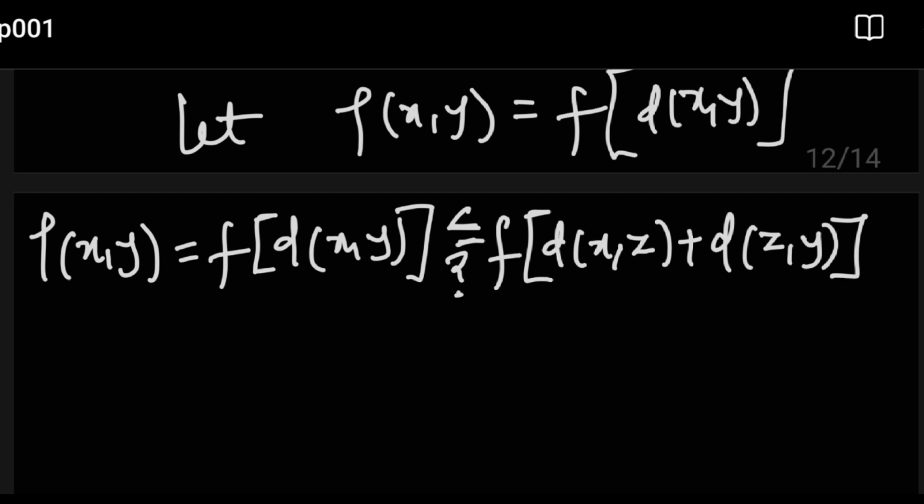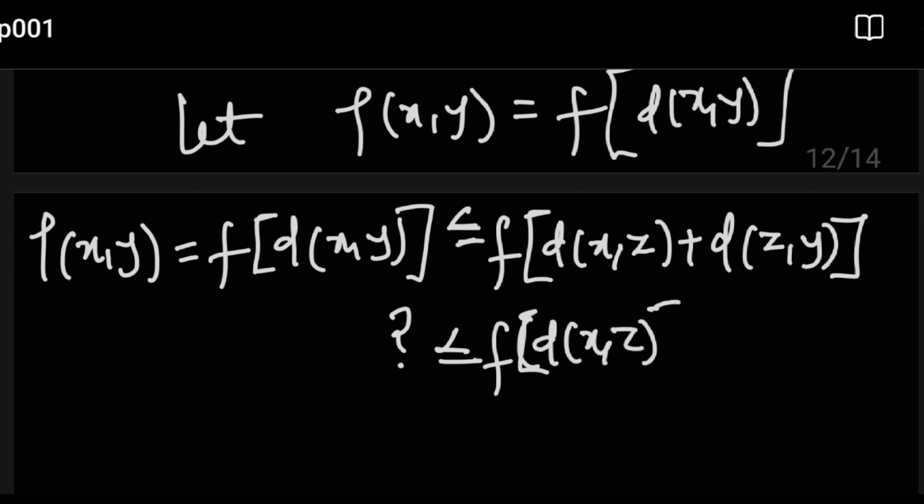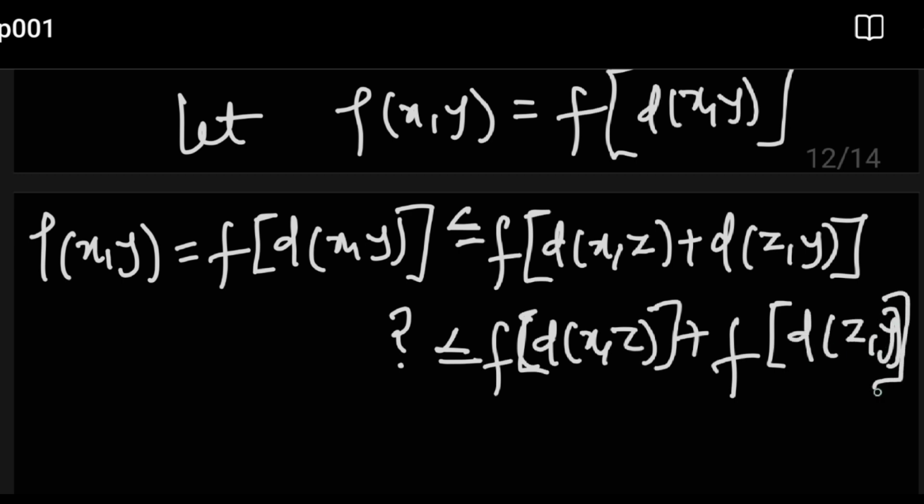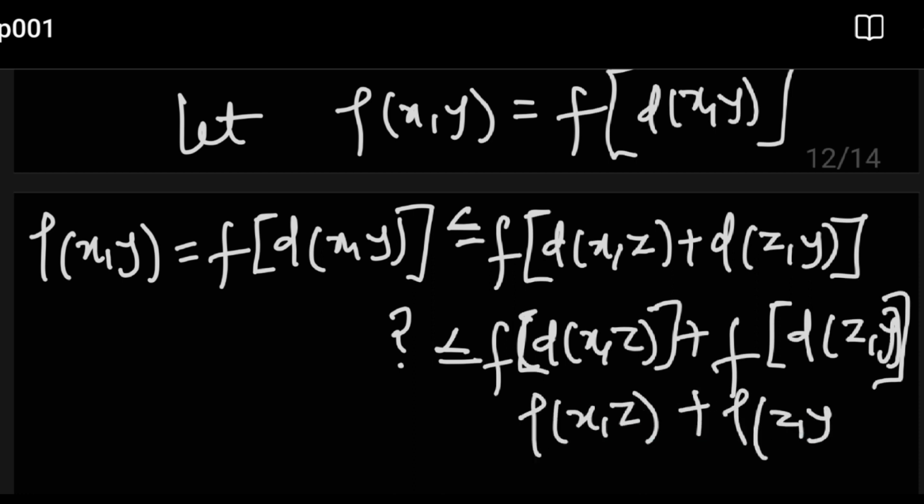This we need to check for if this is actually less or equal to. So not this. This is actually right because the xy is less or equal to this. So we have to check if this is actually less or equal to f of the xz plus f of the zy. So if this happens, then we can have our rho of xz plus rho of zy.